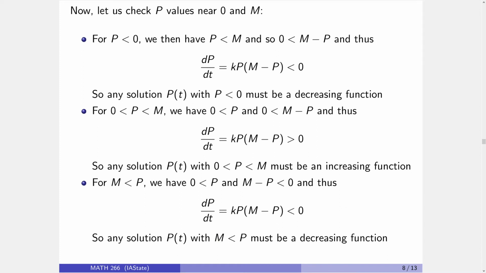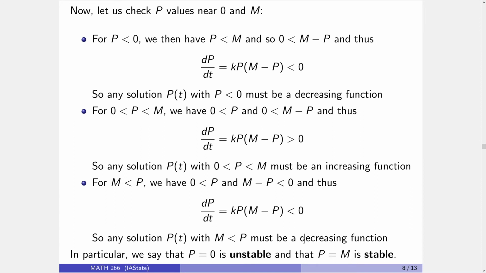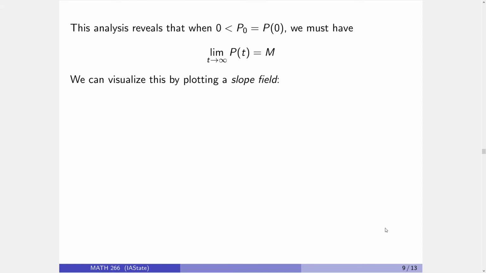Right, if it's below it, it's increasing, strictly so. So it's got to head up towards it because it can't not. And if it's above it, it's got to crush down to it. And a piece of terminology we use here is that p equals 0 is unstable, right? Because if p is less than 0, it decreases away from it. And if p is bigger than 0, well, it increases away from it. So if you're nearby 0, you'll get pushed away. And p equals m, the carrying capacity, is a stable fixed point. Because if you're right below it, you'll get pushed up to it, and if you're right above it, you'll get pushed down.